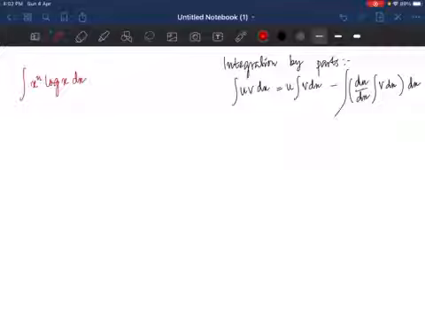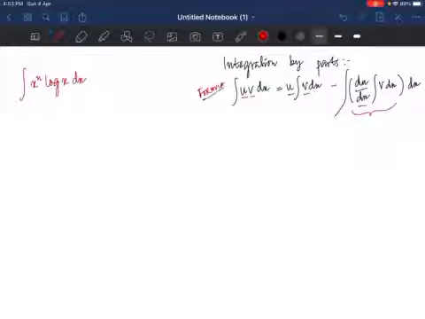So here we have two functions u and v, and the product of those two functions we have to integrate. First you take out u, then you differentiate u, and you integrate v, and here also you integrate v, and then integrate the entire thing. So this is how we write the formula for integration by parts.